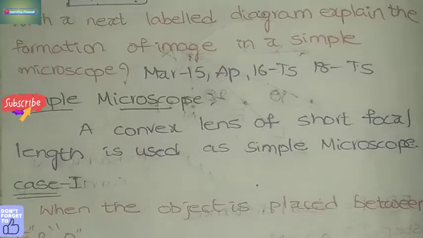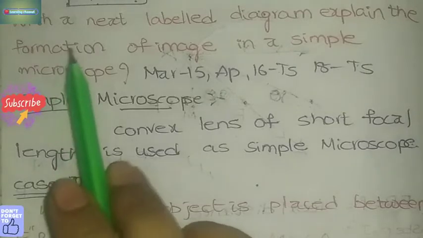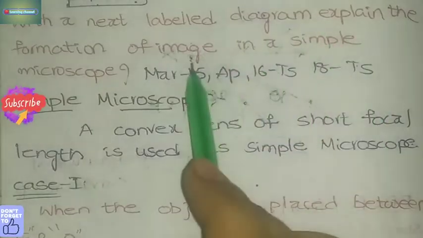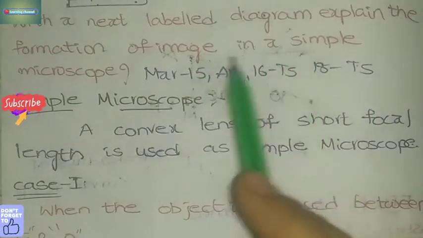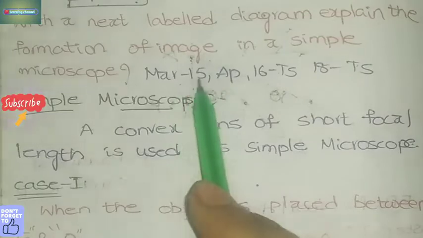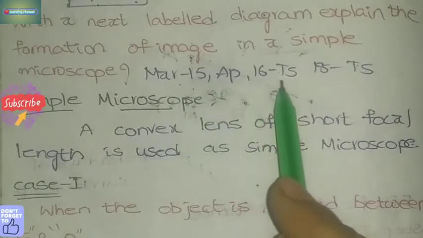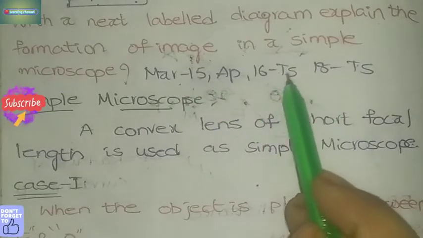So in this video, let us answer an important 4-mark question for second year. With a neat labeled diagram, explain the formation of image in a simple microscope, which is repeated in March 15, AP 16, TS 18 and TS 16.